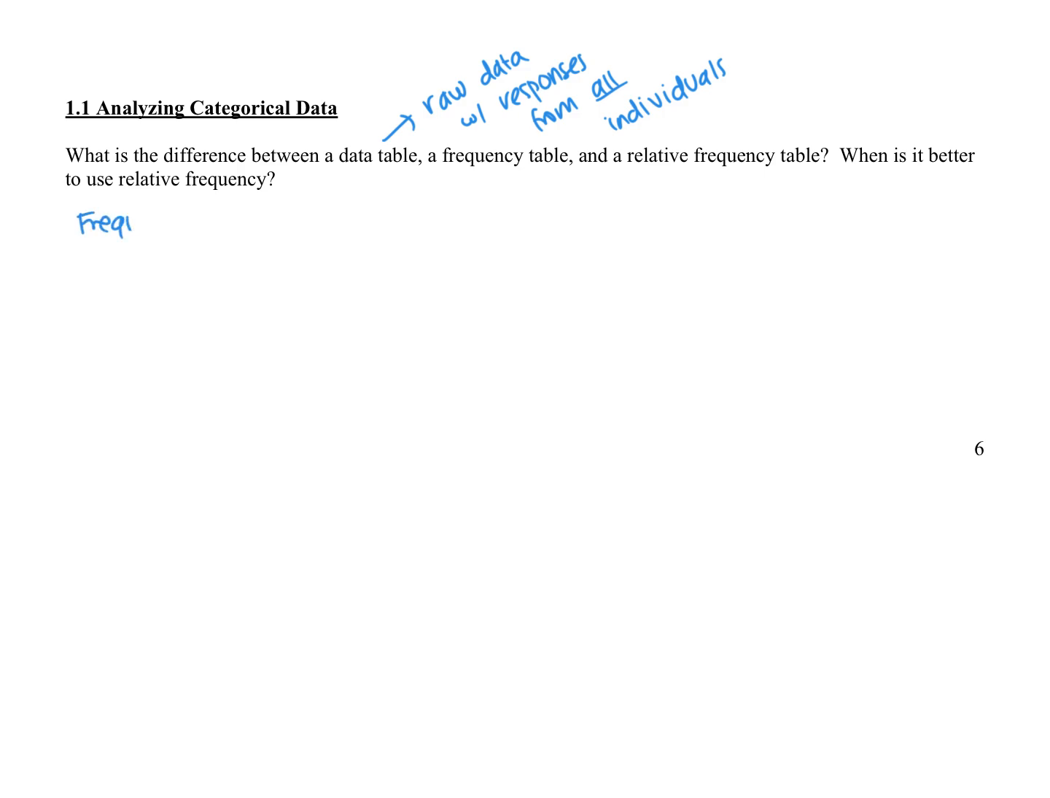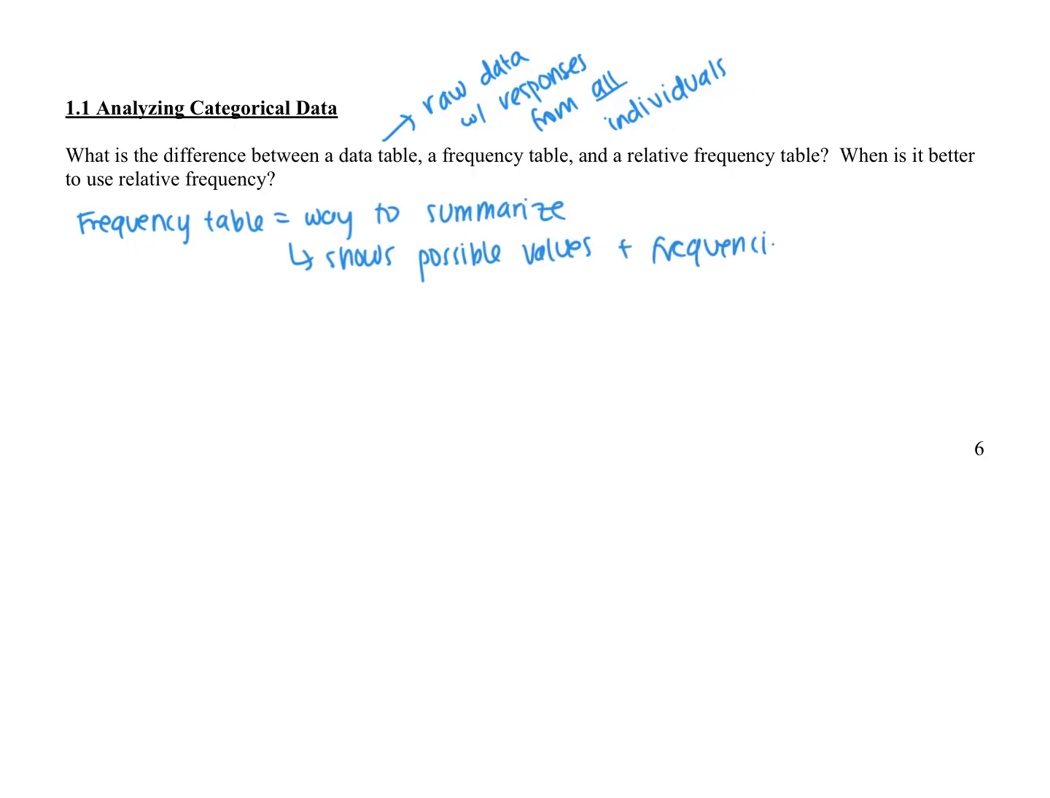Okay, a frequency table, on the other hand. This is really a way to summarize. It shows the possible values and their frequencies. So let's say in our class I cared about what color your eyes are. And you can have blue eyes, brown, green. Are there any other options? Hazel is something I've heard of. Is hazel different than brown? Yes, it is. Pretty sure it is on government IDs. Okay.